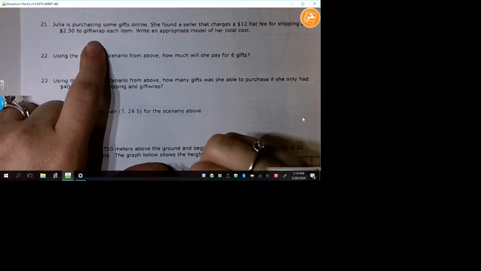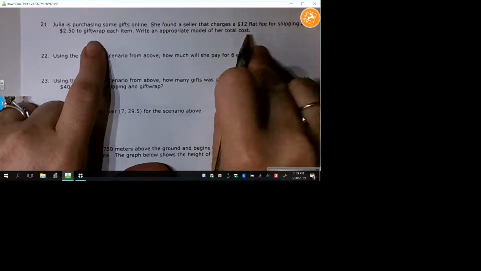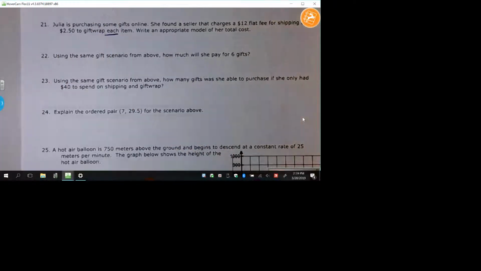Alright, let's look at 21 through 24. They go together. I don't know why I numbered them all different versus doing like an A, B, C, D. Okay, Julia is purchasing some gifts online. She found a seller that charges $12 flat for shipping and $2.50 each gift wrap each item. Write an appropriate model of her cost. So this is just asking for an equation.